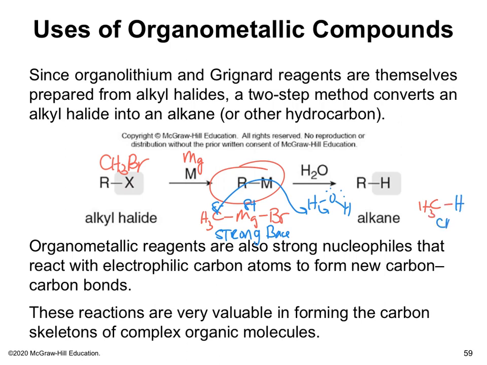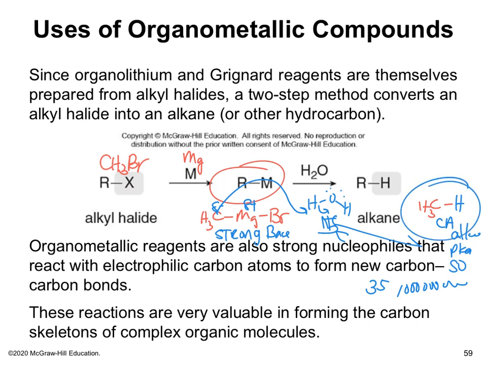this conjugate acid of the alkane, and the pKa of that is 50. So between 50 and 15, that's a lot of zeros, like 35 zeros. And I'm not going to draw them all the way to the alkane. So not only are these organometallic reagents strong nucleophiles, they're also strong bases.